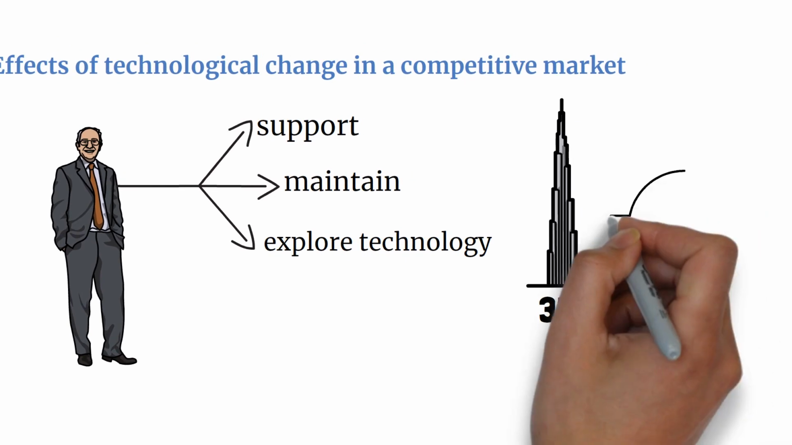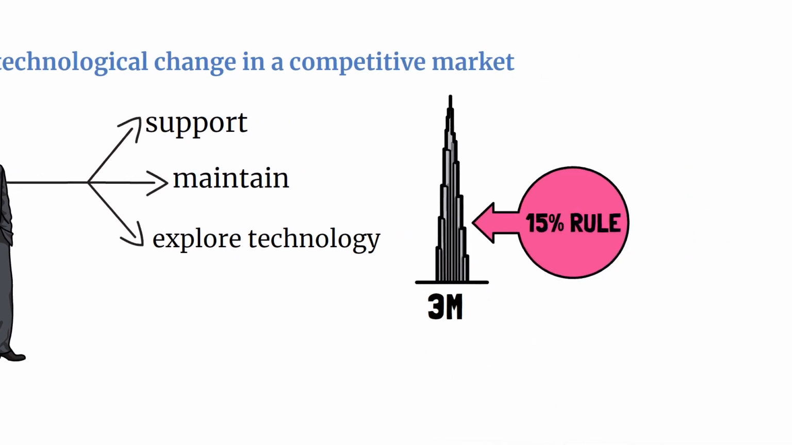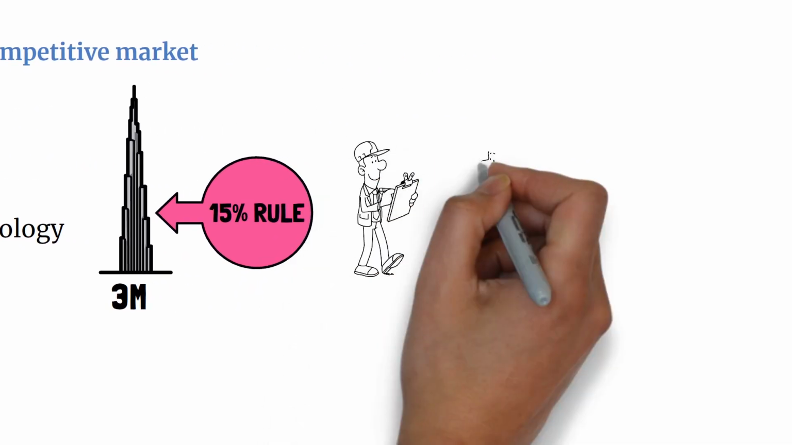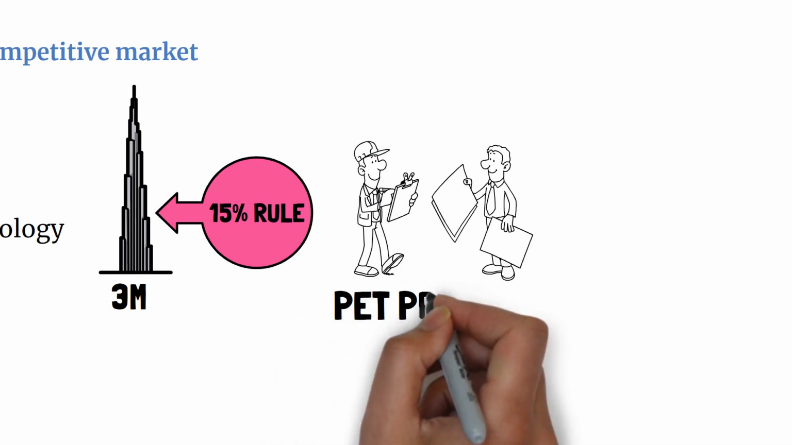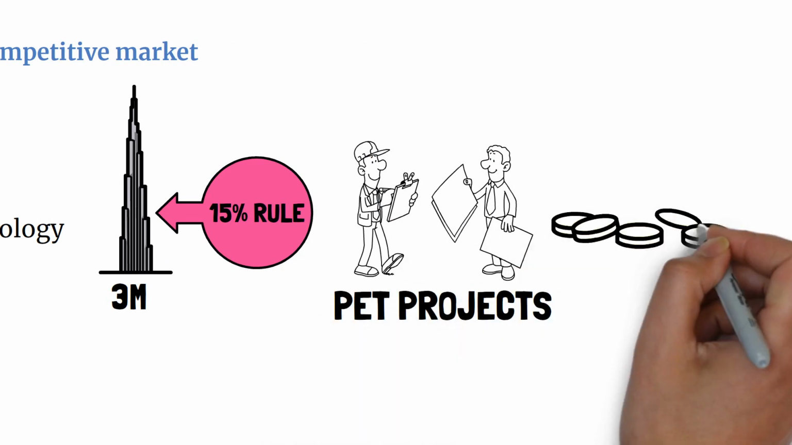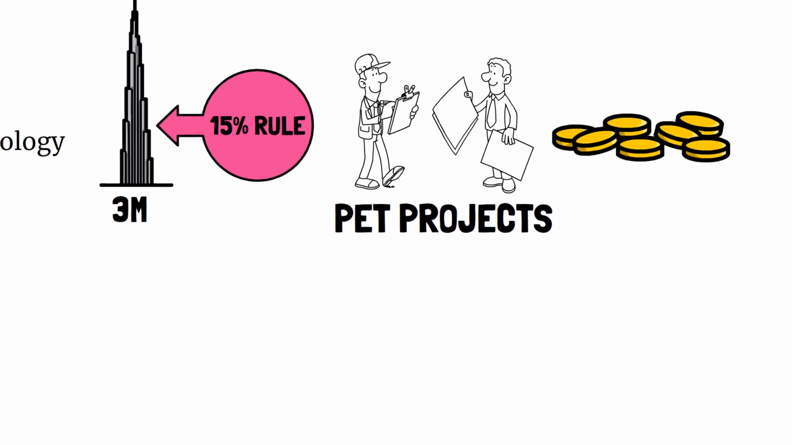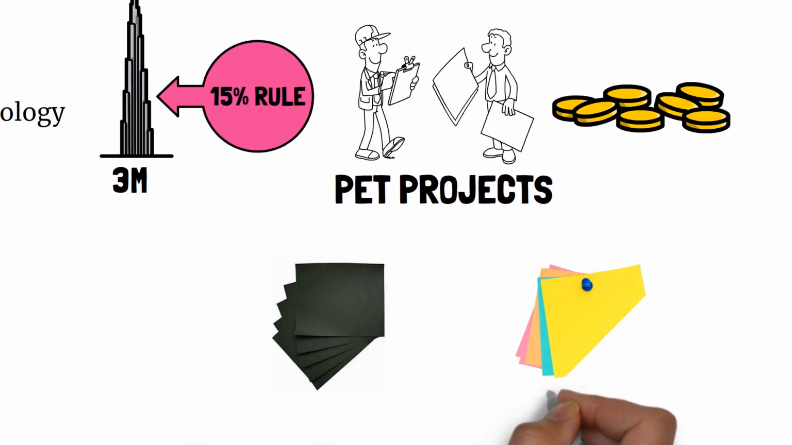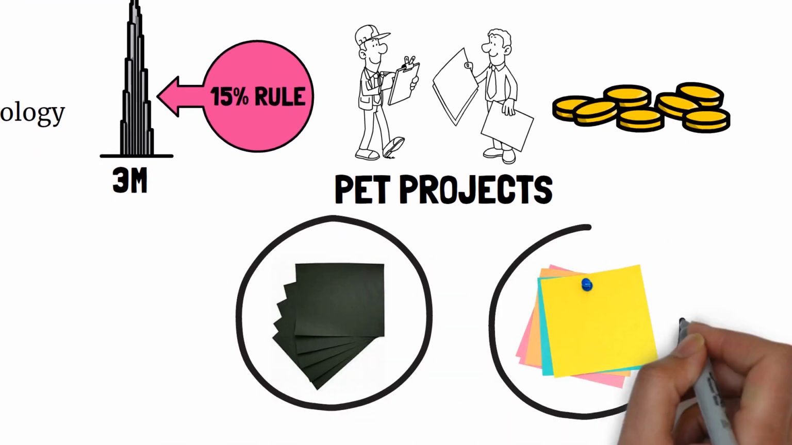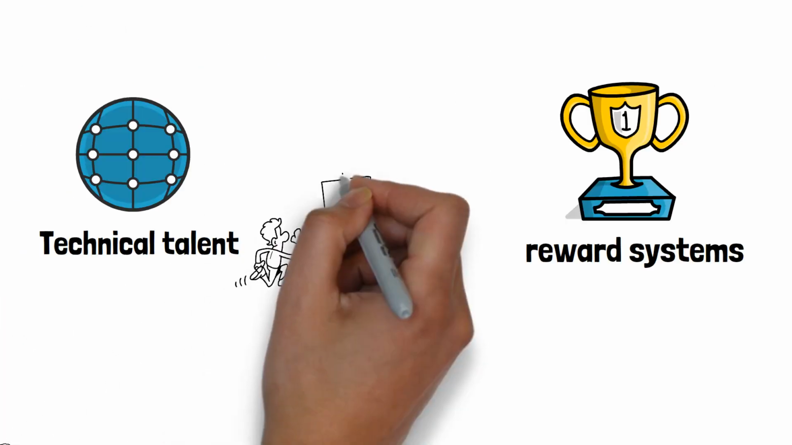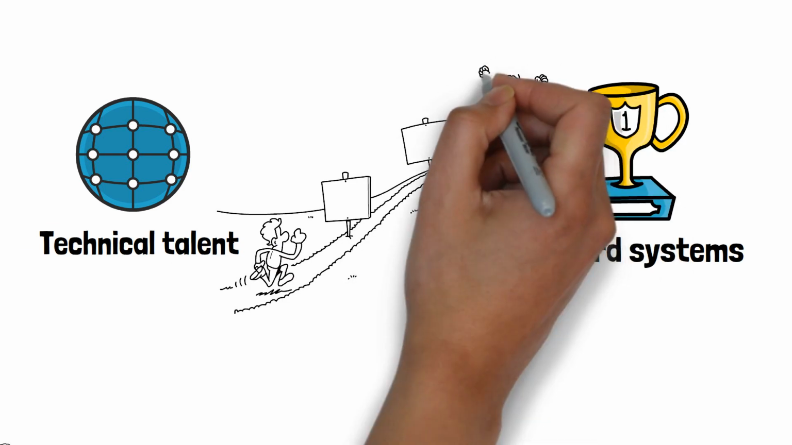Companies like 3M have a 15% rule. They allow their engineers to spend 15% of their time working on pet projects. This has resulted in many innovations and greater profits. Wet sandpaper, Post-it notes, and others are just some examples. Technical talent, reward systems, and company culture empower employees to innovate.